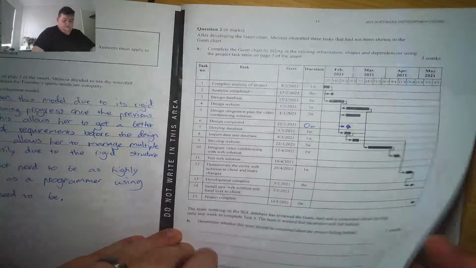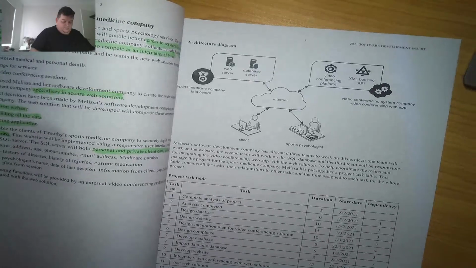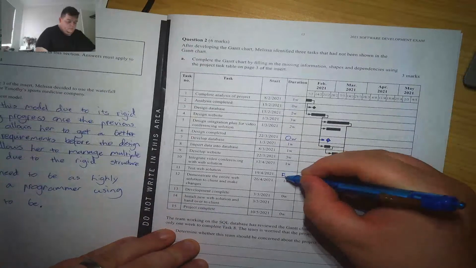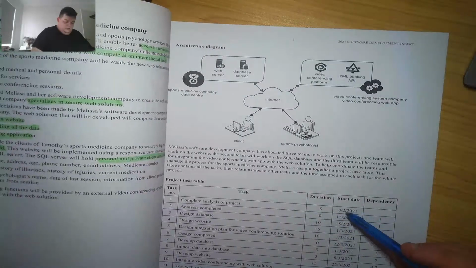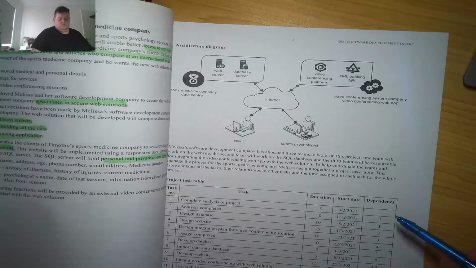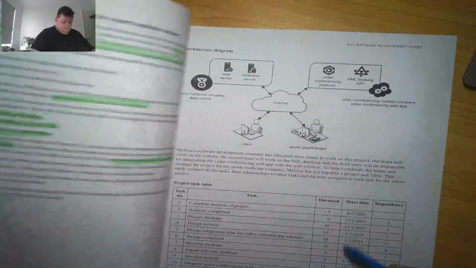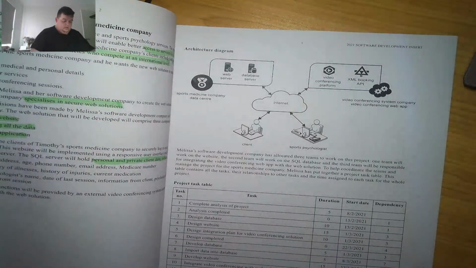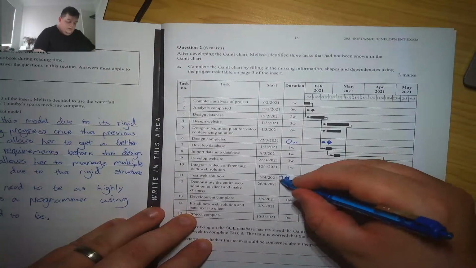Test web solution. Takes 5. I'm assuming this is 5 weeks. Dependency is task 10. Is this in weeks or is this in days? Start date. This is in weeks. This is in days. Oh, that's annoying. It'll take 1 week.